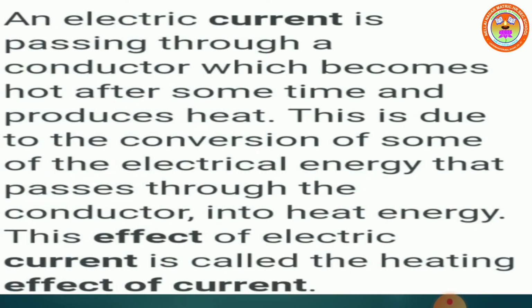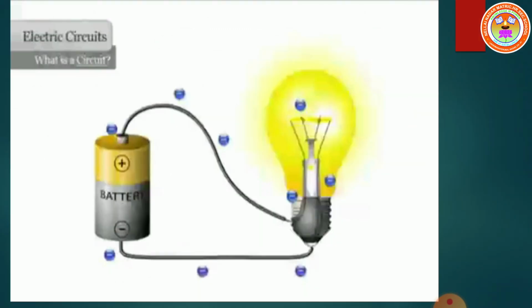An electric current passing through a conductor makes it hot. After some time, the process produces heat. This is due to the conversion of some of the electrical energy that passes through the conductor into heat energy. This effect of electric current is called the heating effect of electric current.